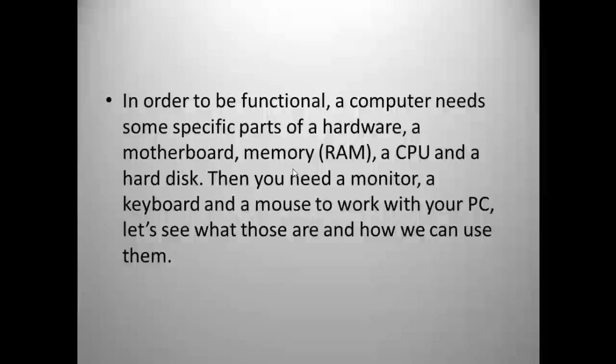In order to be functional, a computer needs some specific parts of hardware. A motherboard, as we saw earlier, memory or RAM, CPU, the brain, hard disk. Then you need a monitor, a keyboard, and a mouse to work with your PC. Let's see what those are and how we can use them.